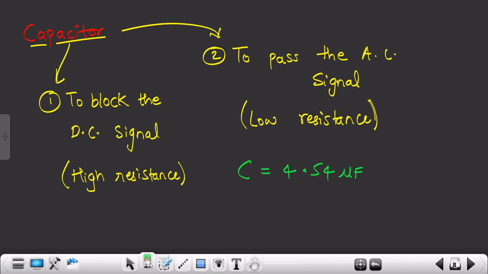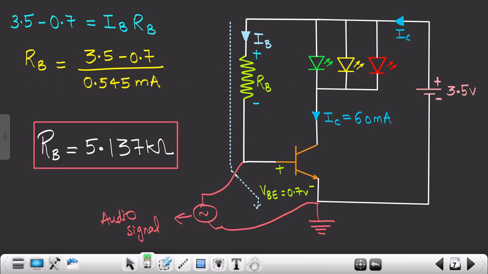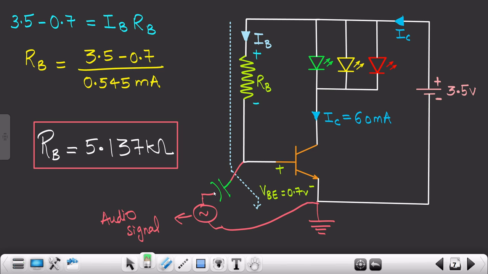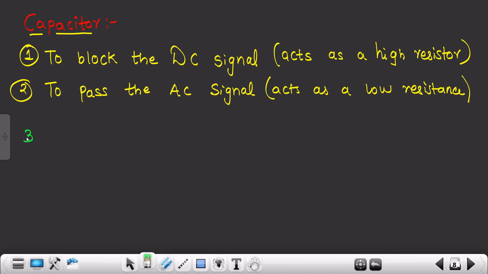So just a second, I will write it properly. Let me erase this particular thing, and let me move this part over here and write all of these things properly, because it is not looking that well. So I will erase this part, and then I will connect one capacitor over here in this way. The value of the capacitor would be 4.54 microfarad. So the value of capacitor that I need to connect in this circuit is 4.54 microfarad.